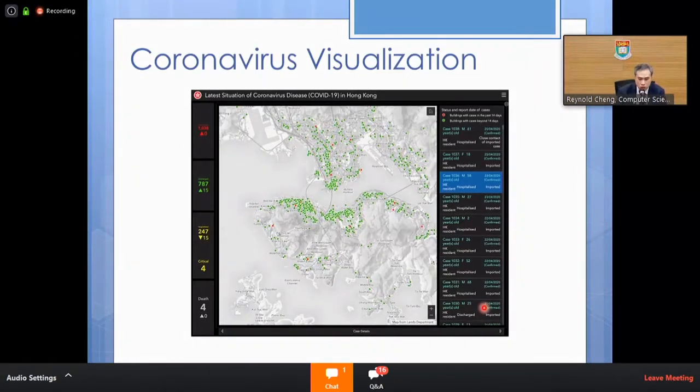Another related research that I also want to share is the visualizations of coronavirus. Now here, I show you this slide. This is actually a very famous dashboard used in Hong Kong and developed by Dr. Winnie Tang, our honorary professor in computer science. Her team, together with the ISRI China, has developed a dashboard which allows the display of the confirmed cases at different places in Hong Kong.